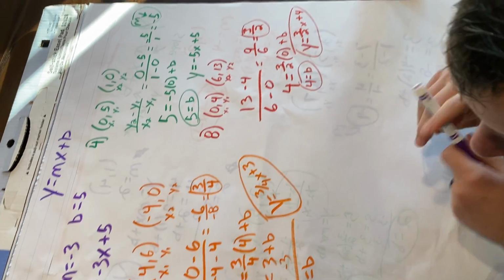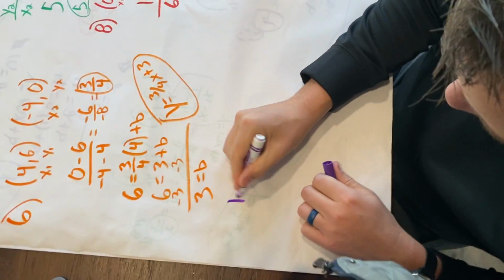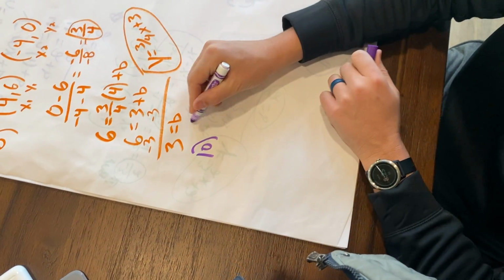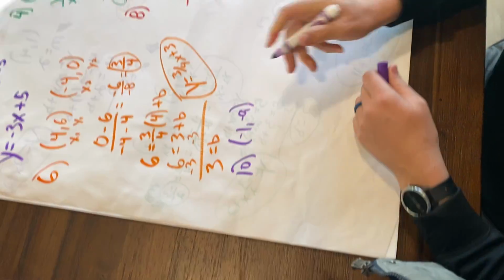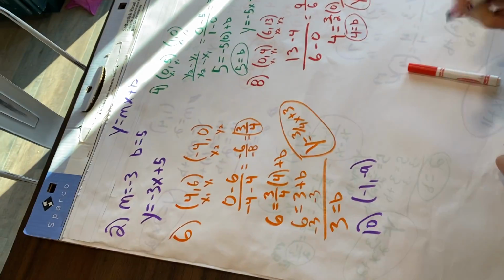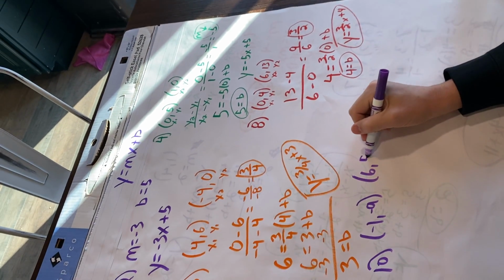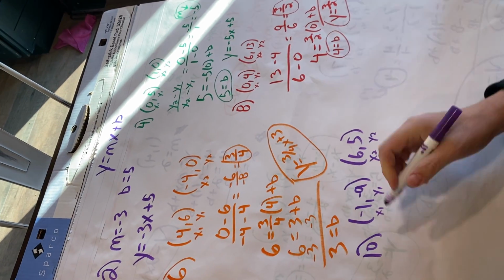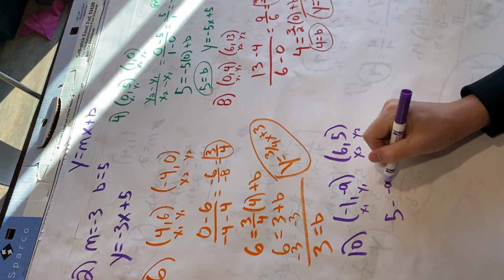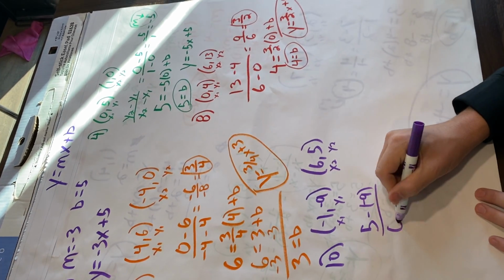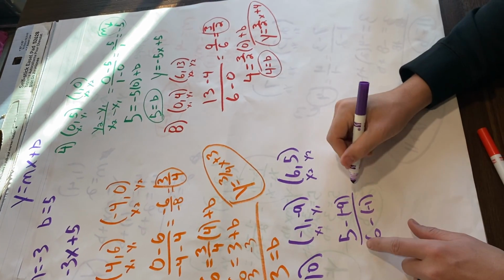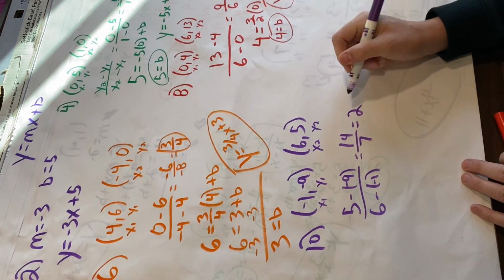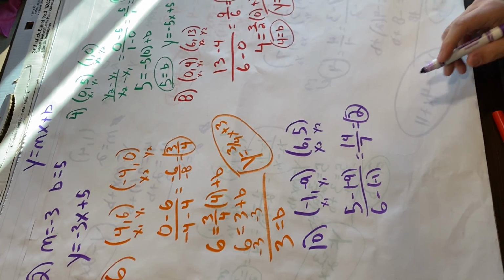Number 10. (-1, -9) and (6, 5). X1, Y1, X2, Y2. 5 minus -9 over 6 minus -1. So that's going to be, if you put that in your calculator, that equals 14 over 7, which simplifies to 2. That's our slope. Now find the y-intercept.